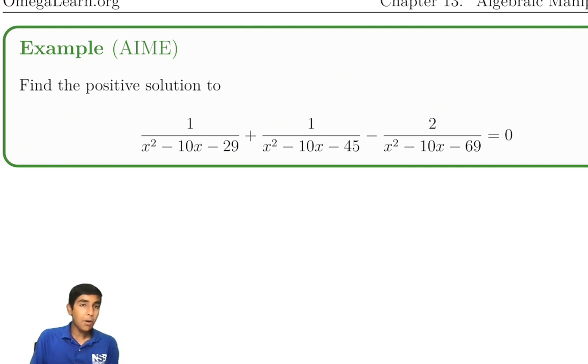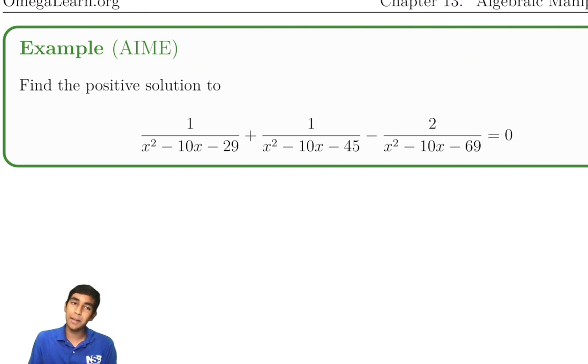We've got finding the positive solution of this giant, ugly looking equation: 1 over x squared minus 10x minus 29 plus 1 over x squared minus 10x minus 45 minus 2 over x squared minus 10x minus 69. That looks very messy, right? We've got 1 over a quadratic plus 1 over another quadratic minus 2 over another quadratic. If we clear denominators, we'd end up with a quartic, a 4th degree polynomial. And I don't think any of us know the quartic formula. So we'll have to resort to other smart methods.